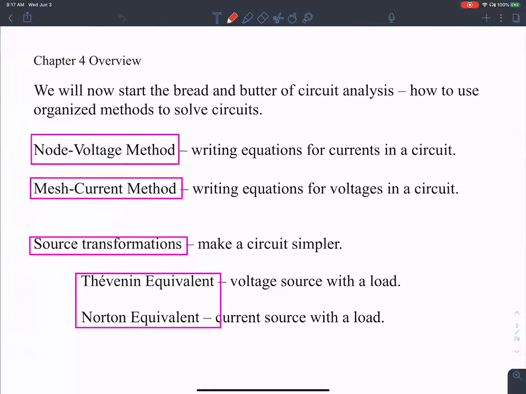So I promised there are 4 techniques that we are going to look at: the node voltage method, the mesh current method, and source transformations, including Thevenin's and Norton's equivalent. Okay, so what questions do I have so far? Just give me a second while I browse to my notes here.